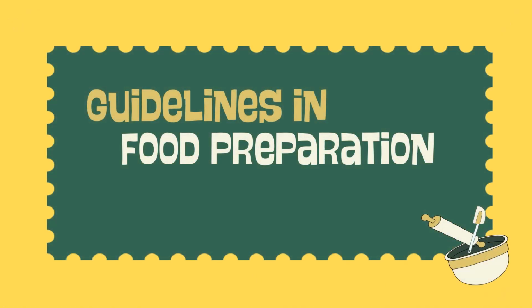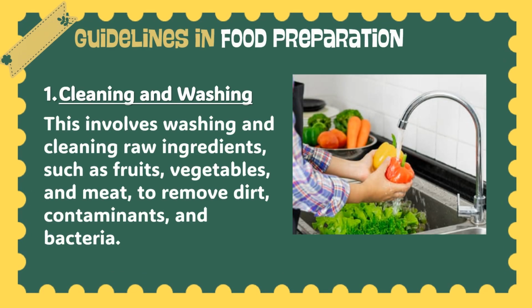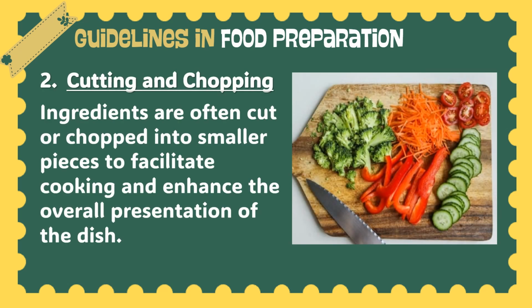The following are the guidelines in food preparation. First is the cleaning and washing. This involves washing and cleaning raw ingredients, such as fruits, vegetables, and meat, to remove dirt, contaminants, and bacteria. Next is the cutting and chopping. Ingredients are often cut or chopped into smaller pieces to facilitate cooking and enhance the overall presentation of the dish.